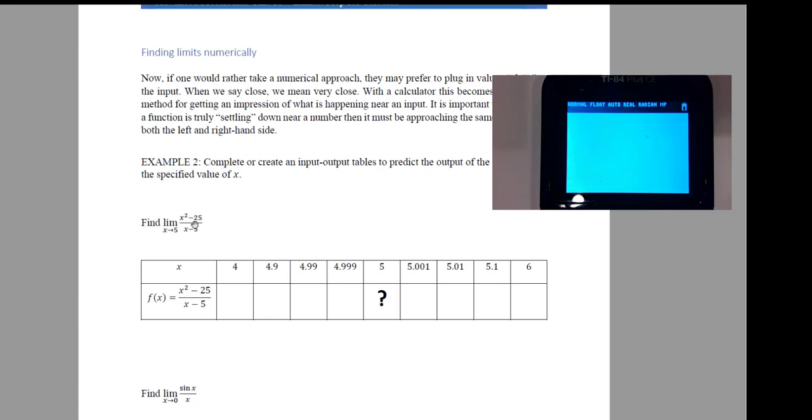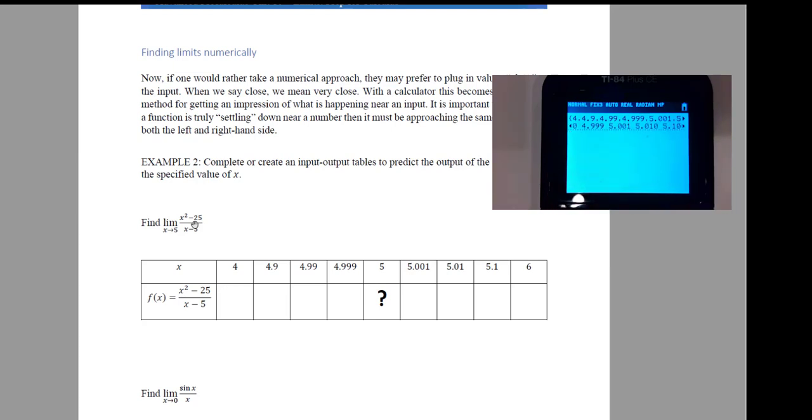And a procedure that works well here is I'm going to use my set theory brackets and type in all of my numbers. So I get 4, 4.9. Actually, before I do this, I'm going to set my calculator into a rounding mode. I'm going to now program into my calculator 4, 4.9, 4.99, 4.999, 5.001, 5.01, 5.1, and 6. So this is now in my calculator as a list.